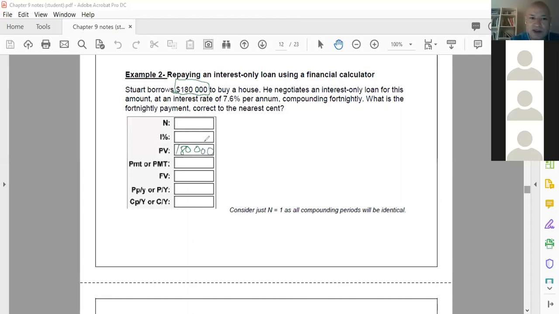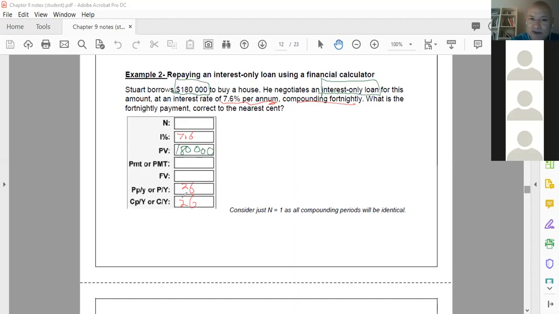He negotiates, or she, an interest-only loan. So only paying back the interest for this amount. Interest rate is 7.6% per annum, compounding fortnightly. How many fortnights are there in a year? 26. 26 fortnights in a year. So I'm putting 26 there.